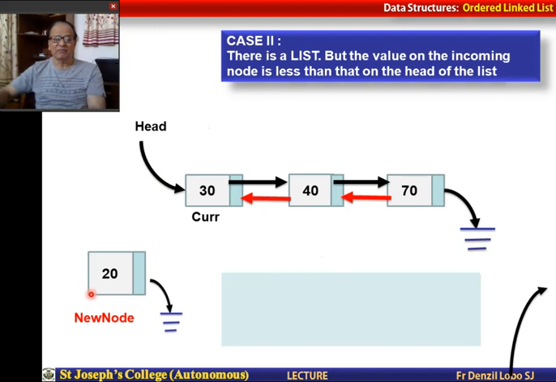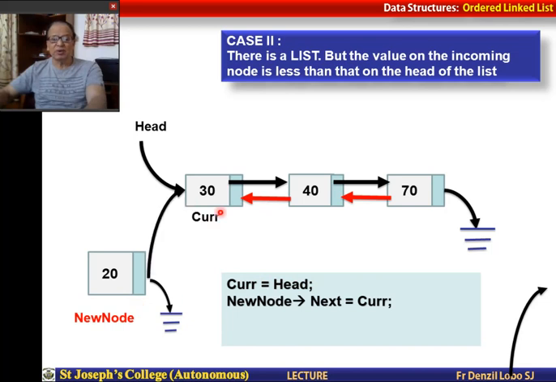So for example, here I've got the new node which contains 20. This head points to current here, which has got 30. So what have I got to do? Head is assigned to current, now current points to here. Then I say new node next is equal to current. So this is linked. Then I have to make current previous equal to new node. So I have to link that.